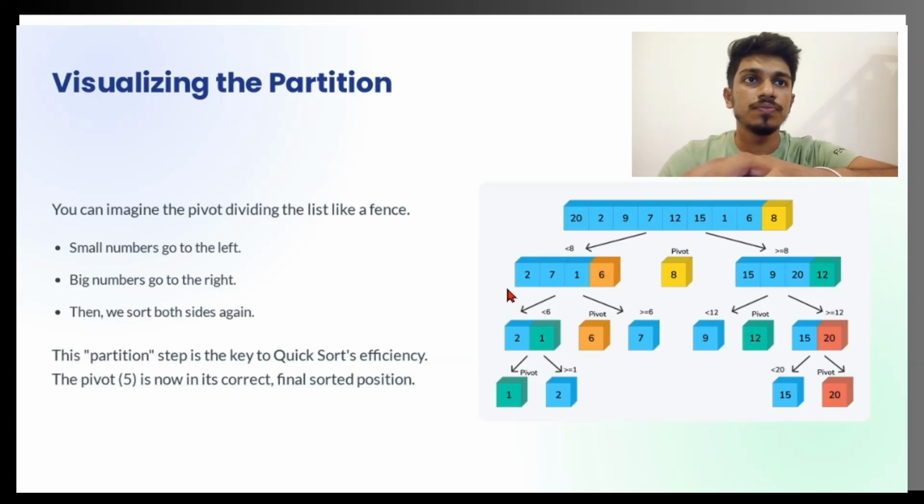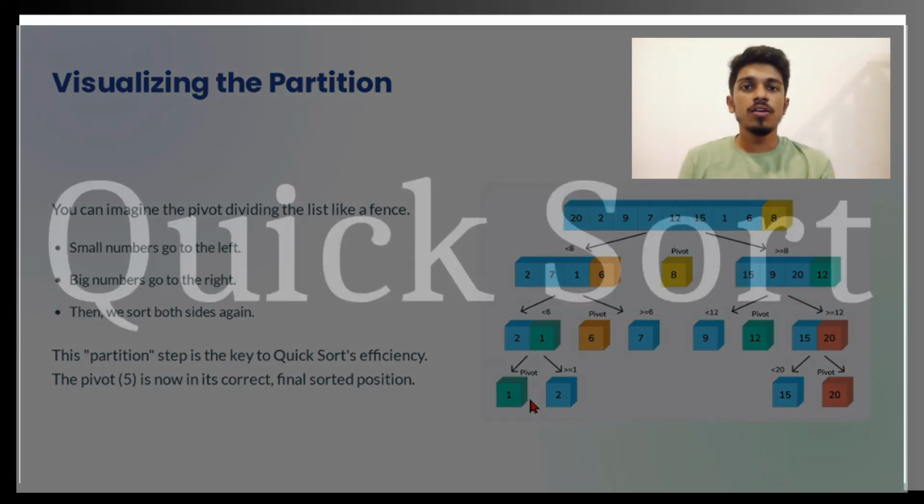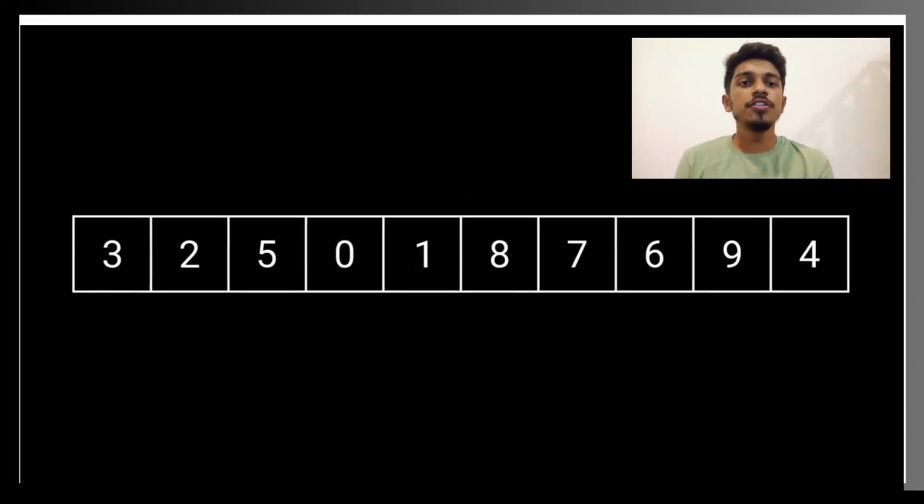Look at this picture. You can imagine the pivot element acting like a fence or fulcrum. The smaller numbers are moved to the left side of the fence and the larger numbers are pushed to the right side. Once the pivot is in place, the fence moves on to divide those two new smaller sub-arrays, repeating the process until the entire structure is sorted. This short video explains it better.